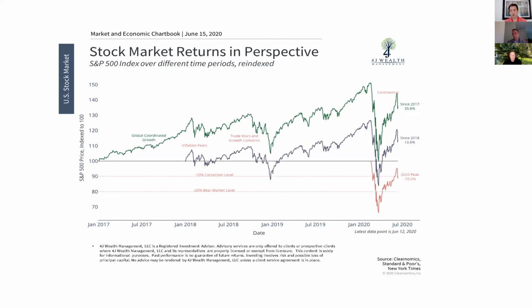And then the red line shows the performance from the peak. So it shows the performance since about February 20th, when the market hit its last peak, to where we are today. And miraculously, despite unemployment at its highest level since the Great Depression, the stock market is only about 10% off of its highest level ever reached.